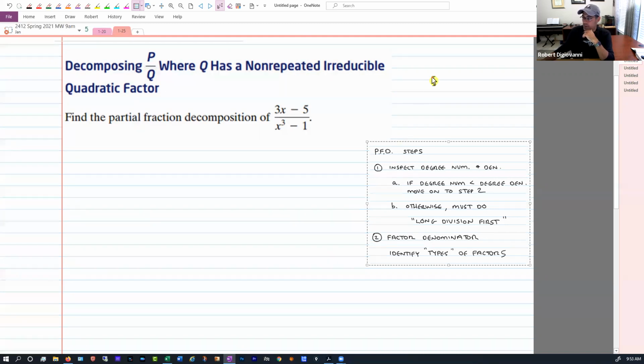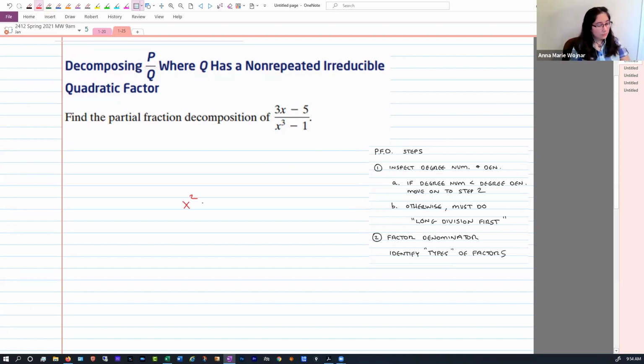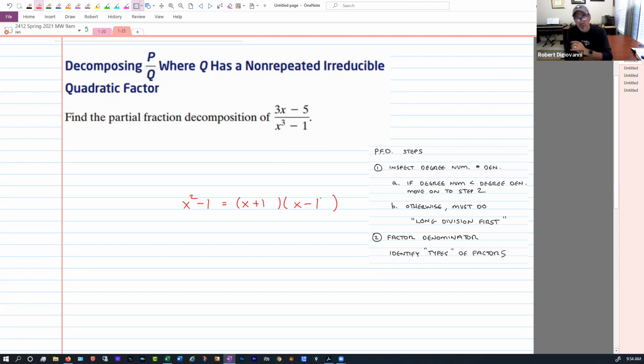So can anyone tell me whether or not this factors, x cubed minus 1? Anybody recognize that x cubed minus 1? What if it was x squared minus 1? What if it's not, but what if it was x squared minus 1? Do you all recognize that? Difference of squares? Mm-hmm. x squared minus 1 is a difference of squares.